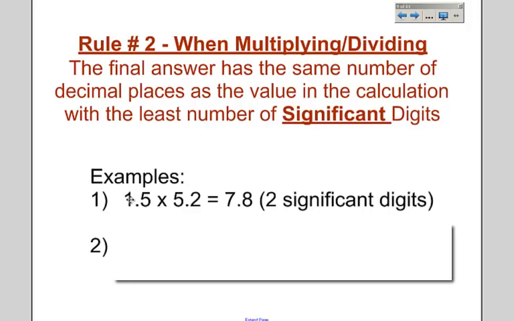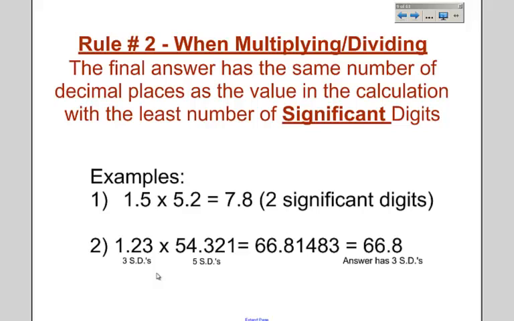So when we look at our first question here, 1.5 has two significant digits. They're both numbers between 1 and 9. 5.2, it's the same. Okay, you have two significant digits. We're looking at the whole number this time, remember. So our final answer, 7.8, is good. It's already at how many significant digits we should have, those two significant digits.